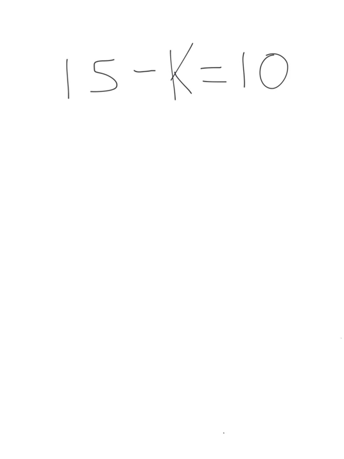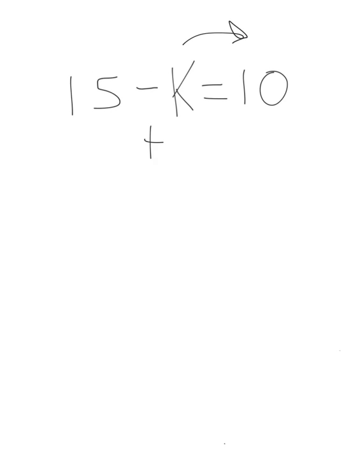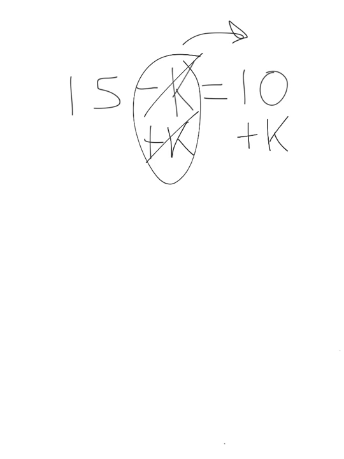So what I'm going to do instead is I'm still going to get the k by itself on one side, but I'm probably going to end up getting it by itself on that side, which is fine. It doesn't matter. It's still going to say k equals something. So we have minus k. The opposite of minus k is plus k. And just like before, what I do to this side of the equal sign, I have to do to the other side. So I have to plus k on this side as well. Minus k and plus k cancel each other out. So now I have 15 equals 10 plus k.